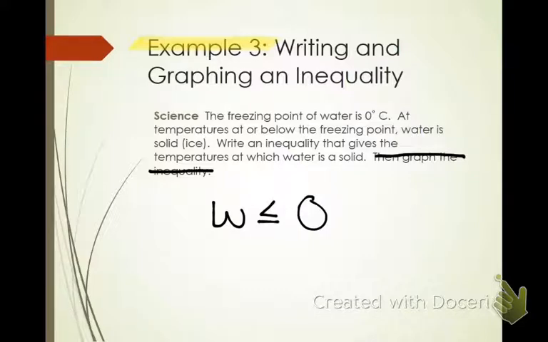And how did you know that? What word in there tipped you off? At or below. So since it can be at or below 0, it's less than or equal to. All right, so that's going to be my answer.